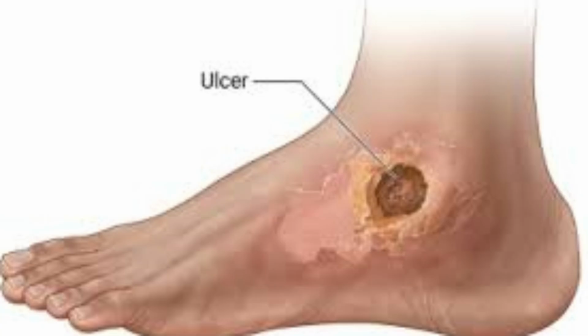Arterial ulcers tend to be deeper than venous leg ulcers with well-defined edges and a pale, possibly black base due to tissue death. They are often painful, especially when the leg is elevated due to the lack of blood flow.